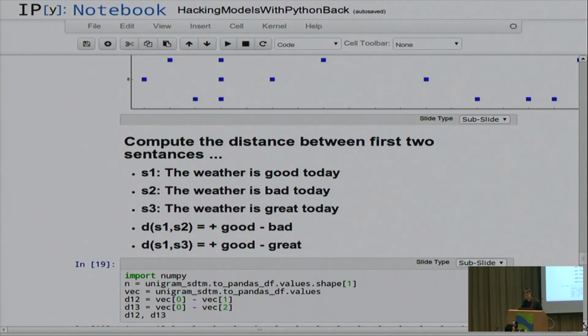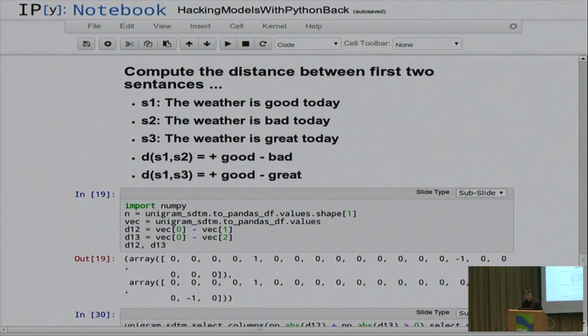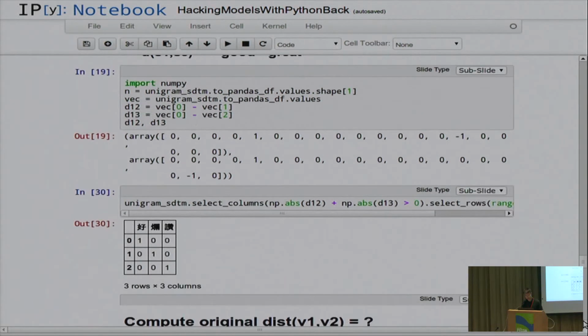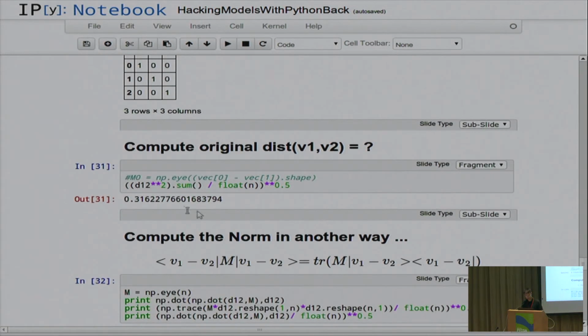The most important thing I want to say today is distance learning, and how to build distance learning. The weather is good, bad, and great. We will see that the difference between sentence 1 and sentence 2 is this, and the difference between sentence 1 and the third sentence is this. If we use the original Euclidean distance, we will compute that the distance of 1 and 2 is this.